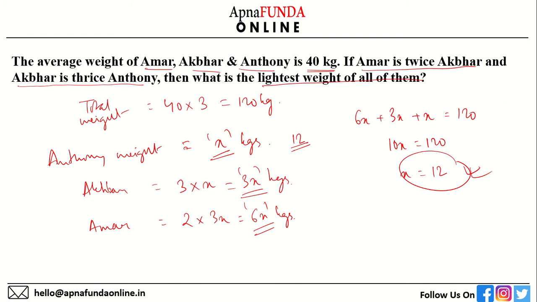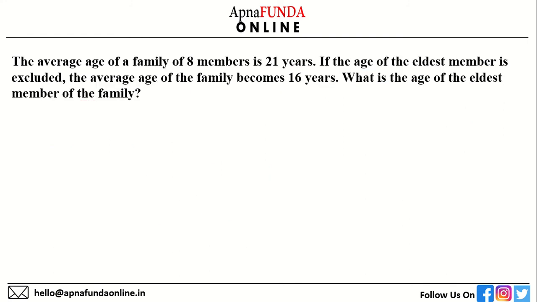Simple question. Next question, the average age of a family of 8 members is 21 years. If the age of the eldest member is excluded, the average age of the family becomes 16 years. What is the age of the eldest member of the family? Simple question. So there are 8 members of the family whose average age is 21 years.